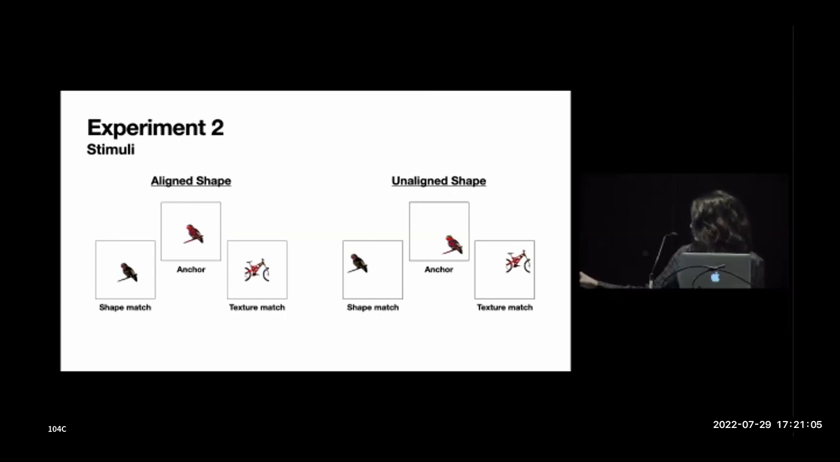The aligned shape condition, where all of the stimuli are centered in the image, which creates this perfect overlap between the shape match and the anchor, and an unaligned shape condition where the objects are randomly placed on the image and there is no perfect overlap. So for each size and alignment condition, we generated all possible triplets and ran our shape bias test as before.